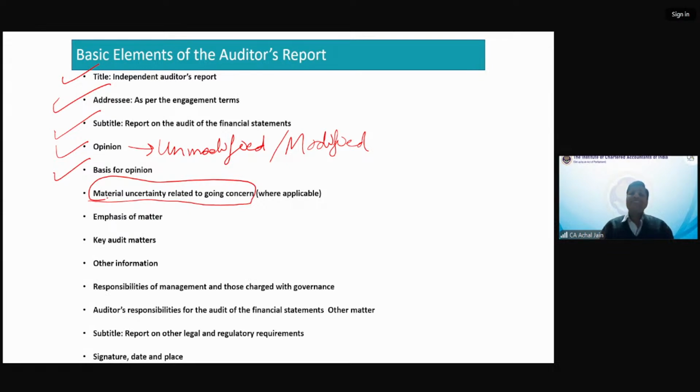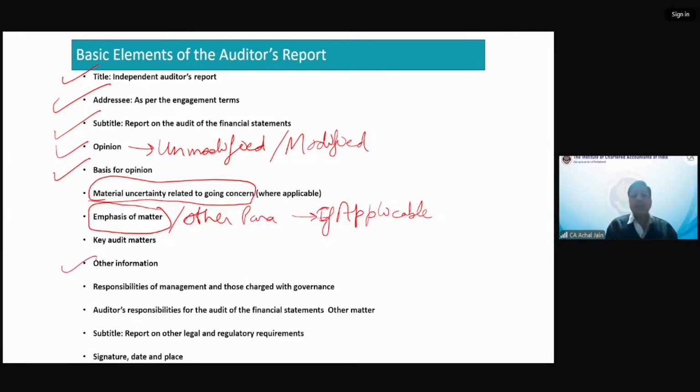Okay. And similarly, EOM or other matter para. Other matter para will be given only if applicable. Okay, CAM is something we'll talk about. Other information will always be there. Responsibilities always be there. A report on legal and regulatory requirements always there. Signature, date and place always there. Understood? Okay.